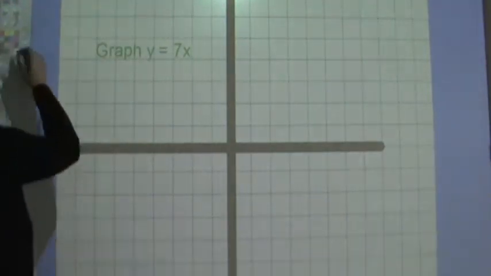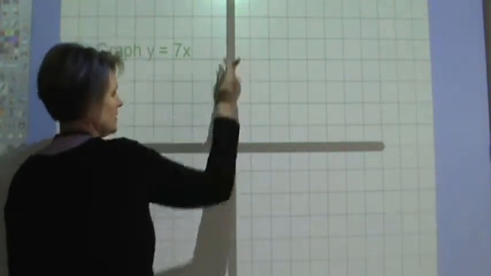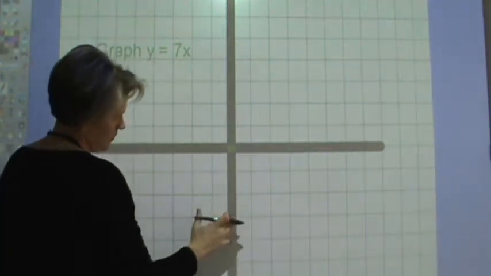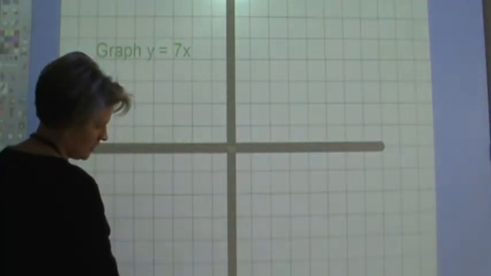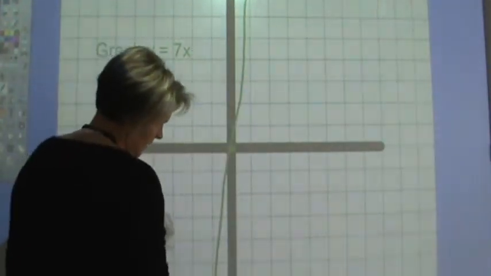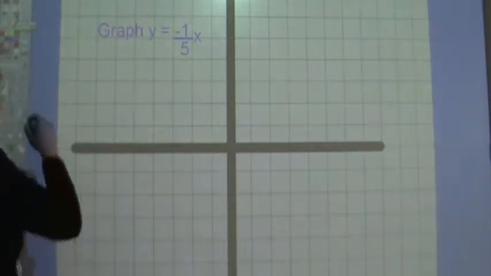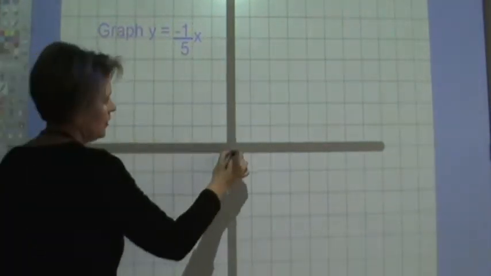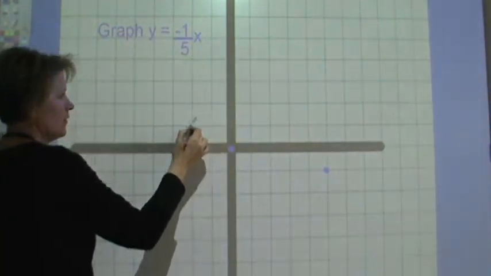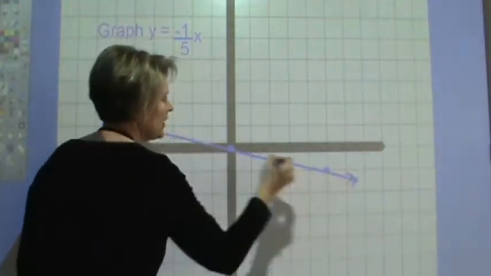All right, 7x. Start at the origin, 1, 2, 3, 4, 5, 6, 7. Is that 7? And over 1. It's off my graph, but I guess you'll draw kind of a straight line. I'll give you some rulers so you can draw these nice and straight. Negative 1/5. At the origin, down 1 over 5, up 1, back 5. Give me at least 3 points when you're graphing these.